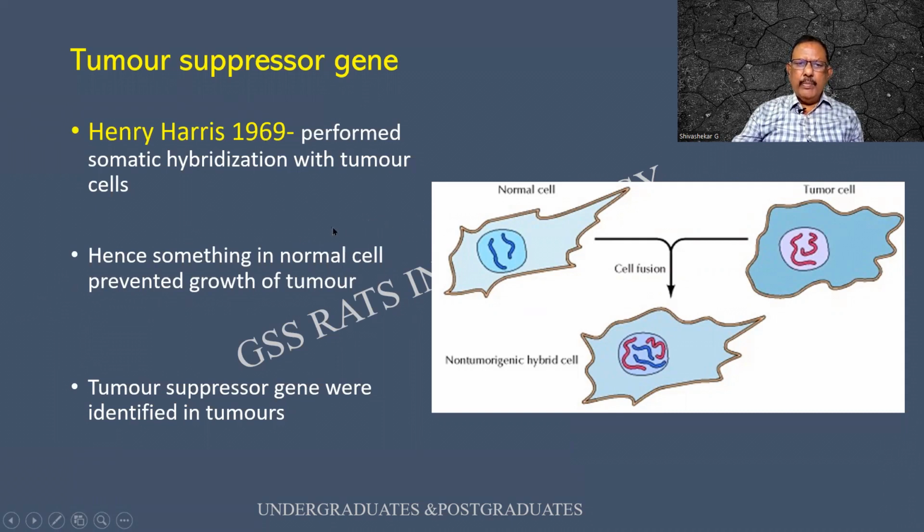Hence, something in the normal cell is preventing the growth of the tumor. That is the tumor suppressor gene. Something is preventing the growth of the tumor, which is called the tumor suppressor gene. Tumor suppressor genes have been identified in tumors, but in that case, they themselves are defective, so the tumor is progressing.